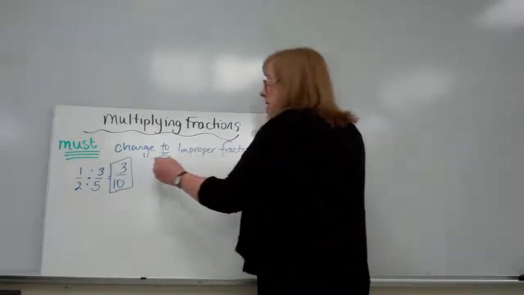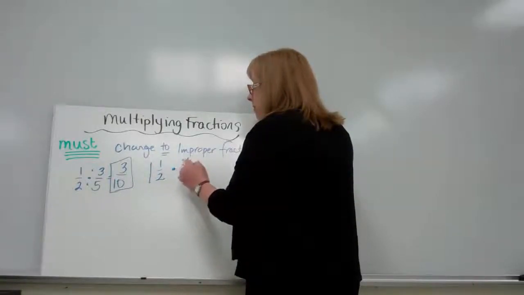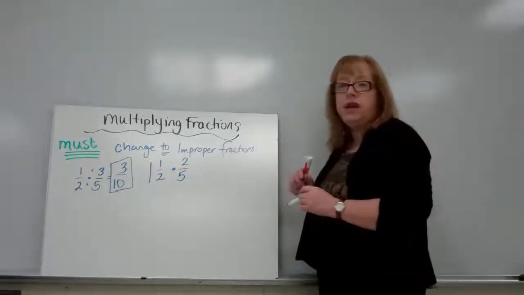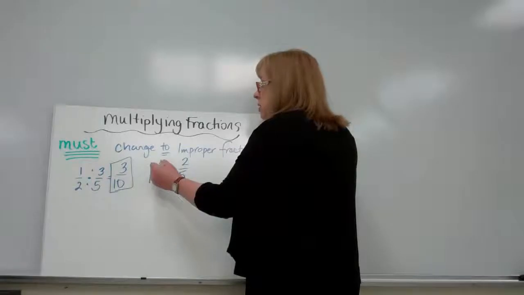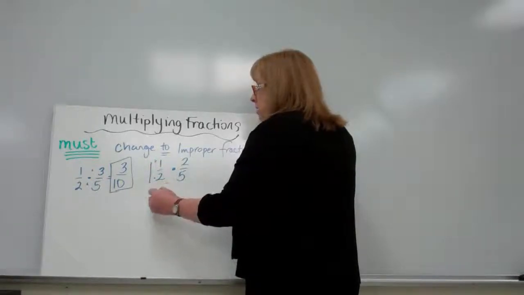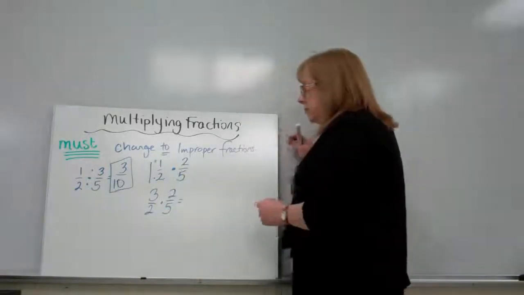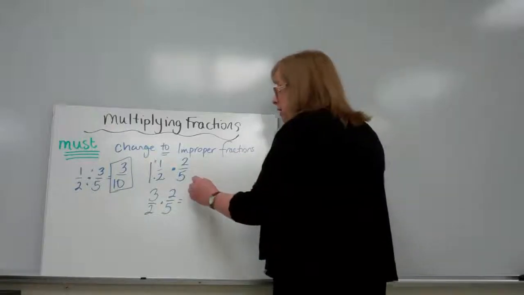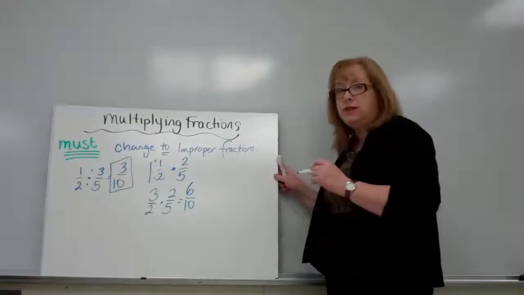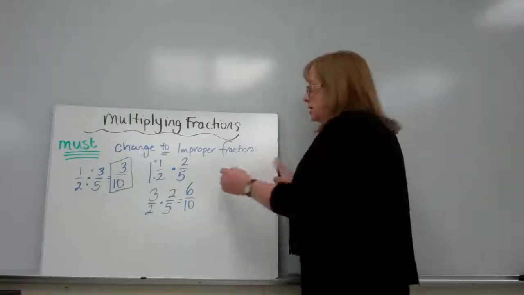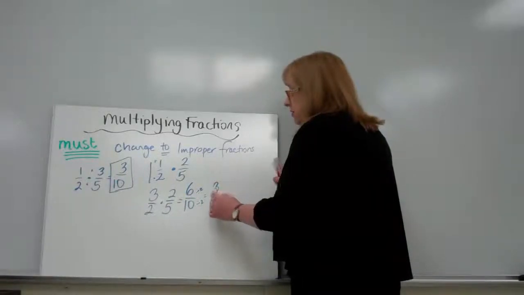Alright, let's look at one that has a mixed number in it then. Okay, we've got 1 and 1/2 times 2/5. So the first thing we have to do is change this to 2 times 1 is 2 plus 1 is 3 over 2. And then 2 over 5. Okay, and we can just multiply the numerators, multiply the denominators, and now we see that we have 6/10. Both of these are even numbers. So we can divide by 2, and get this to be 3/5.